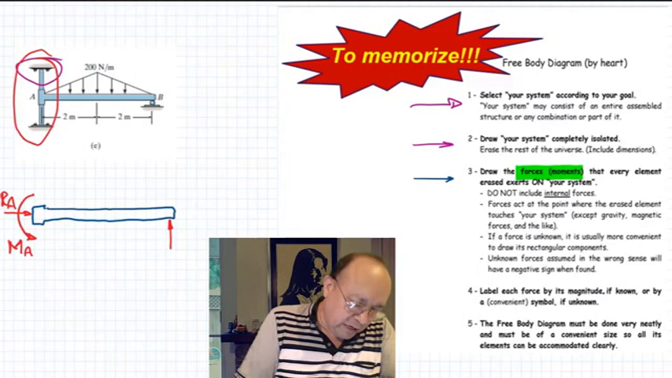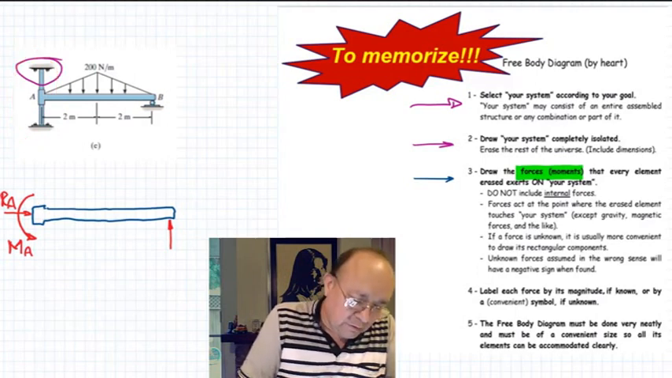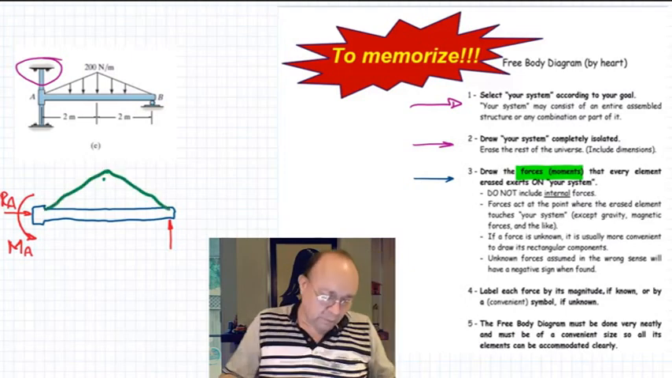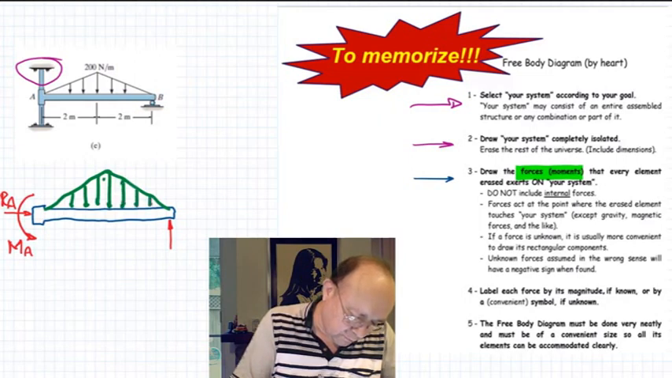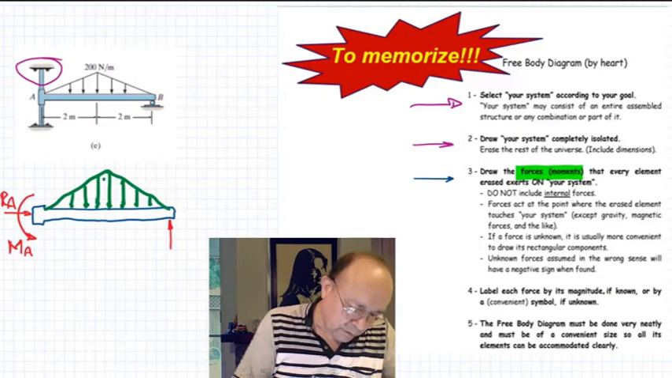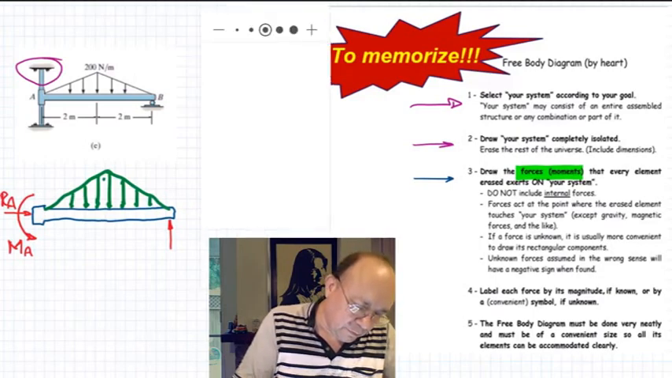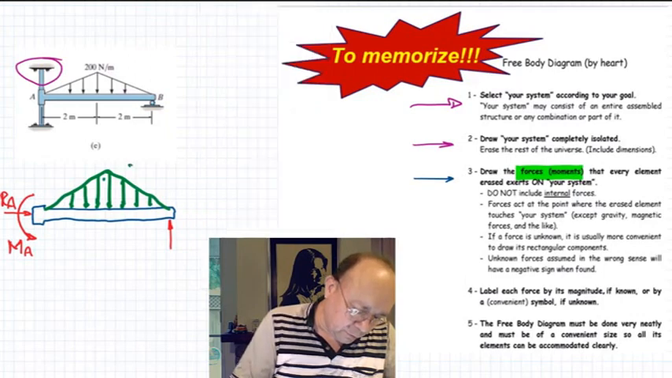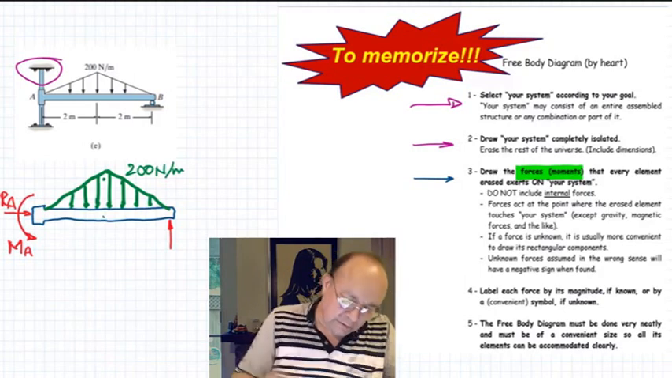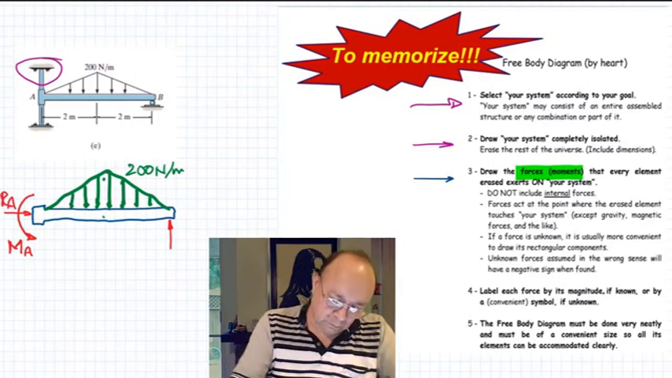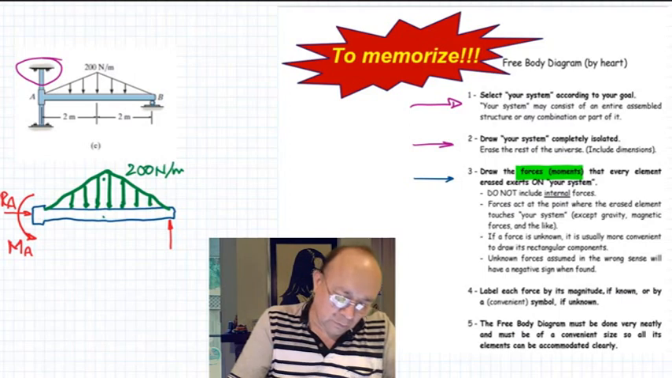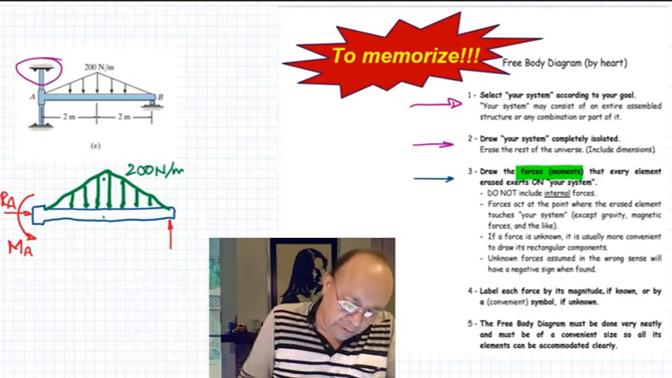And then what else do we have? Well, we have the triangular force here. This is the vertical distributed load that has a magnitude of 200 newtons per meter at the center. So here we are working on this point here.